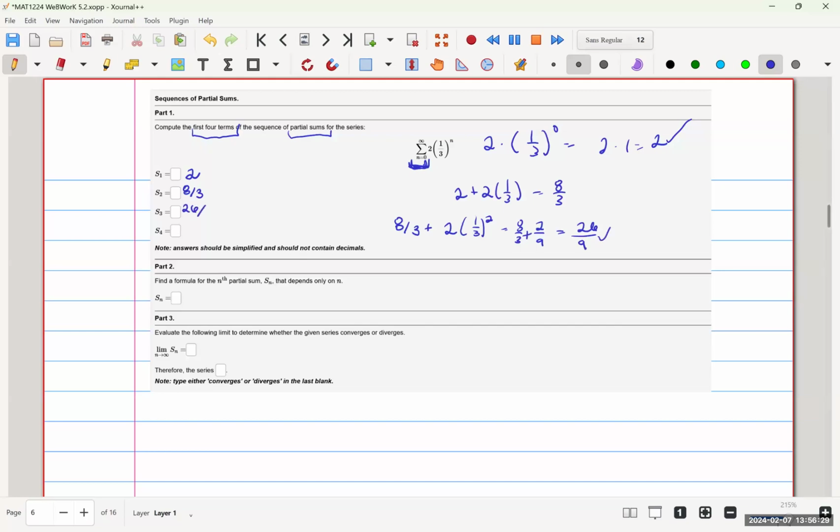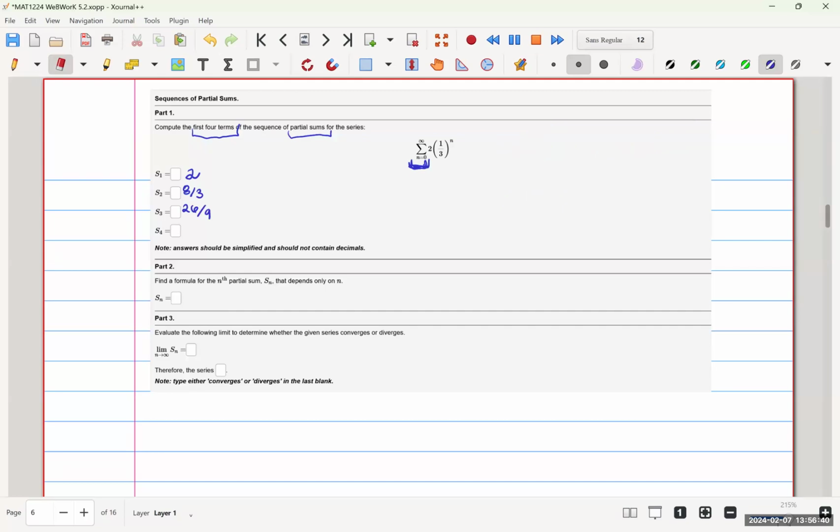Oh, maybe you don't have enough space for this. So let me get rid of some space here. Yeah, you can always rewind if you need to see the work.